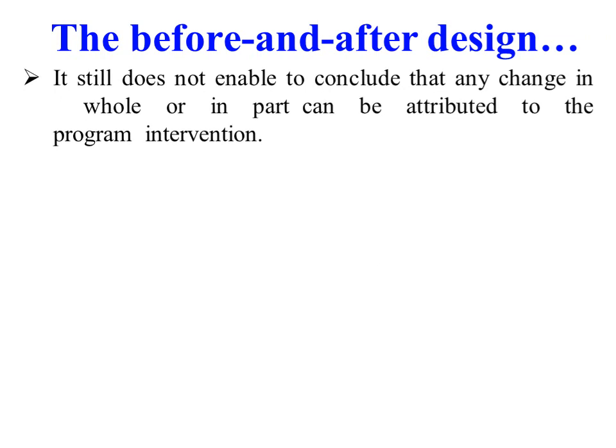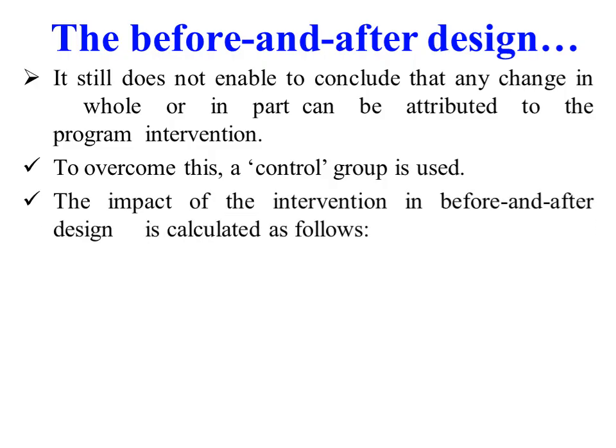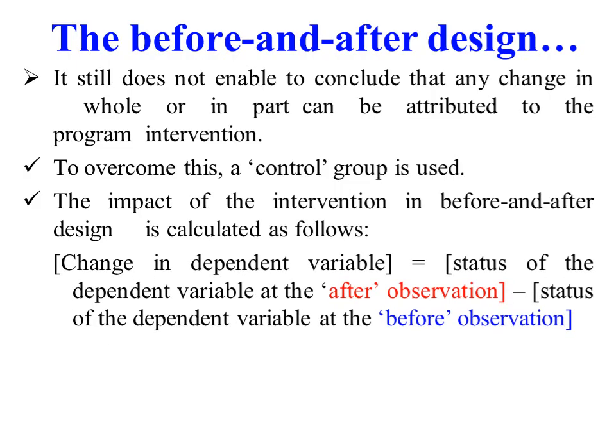It still does not enable us to conclude that any changes, in whole or in part, can be attributed to the program intervention. To overcome this, a control group is used. The impact of the intervention in the before and after design is calculated as follows: change in the dependent variable equals the status of the dependent variable at the after observation minus the status of the dependent variable at the before observation. This is how we calculate change in the dependent variable.